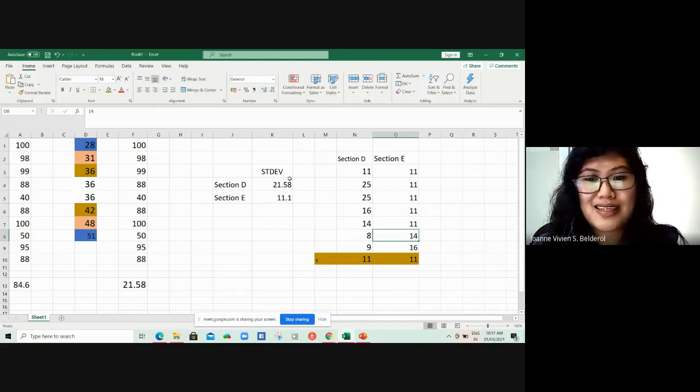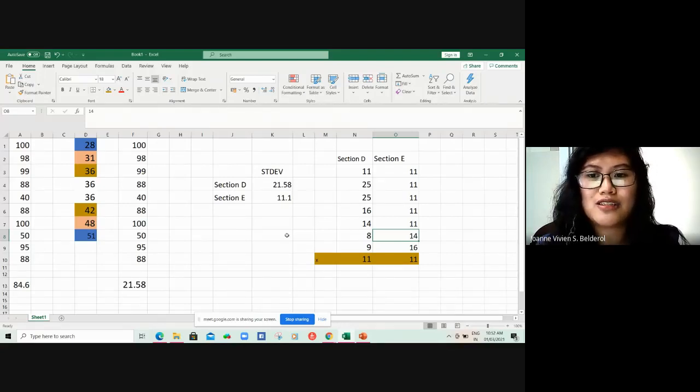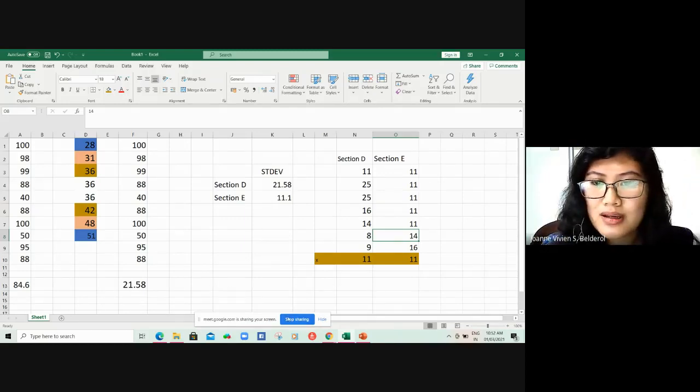So I hope that's clear why we also need to understand standard deviation, your measures of central tendency, and your measures of dispersion. Okay? Questions so far? None? Let's go to another one.